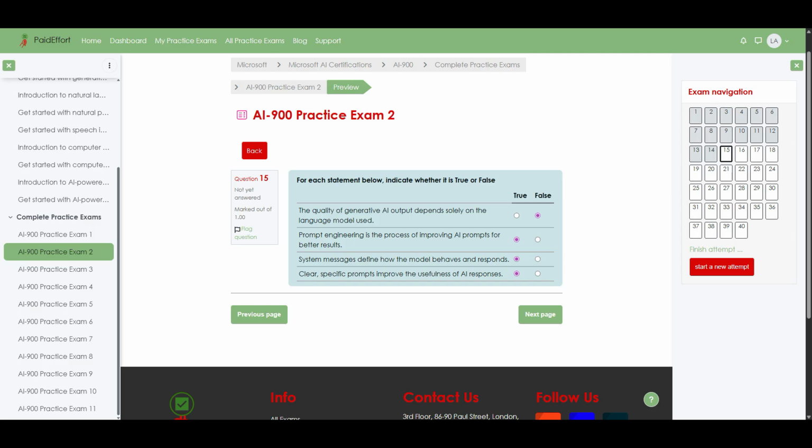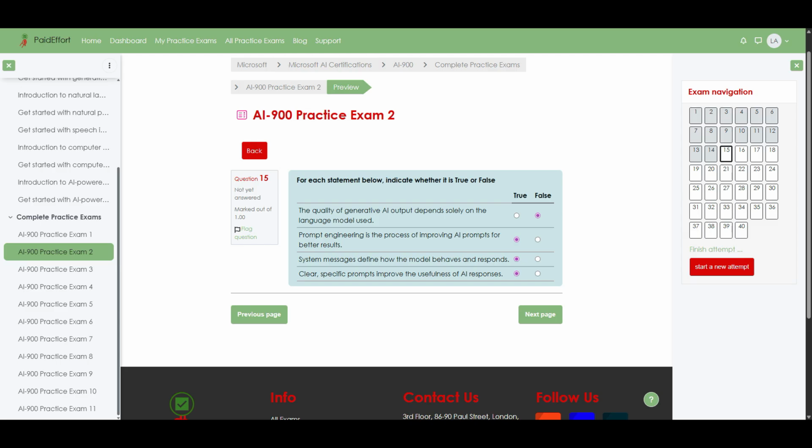The first statement is false. While the language model does play a significant role in output quality, it's not the only factor. Prompt clarity, user intent, context, and even formatting all influence the final result. A powerful model can still produce poor output if it's given a vague or poorly structured prompt.